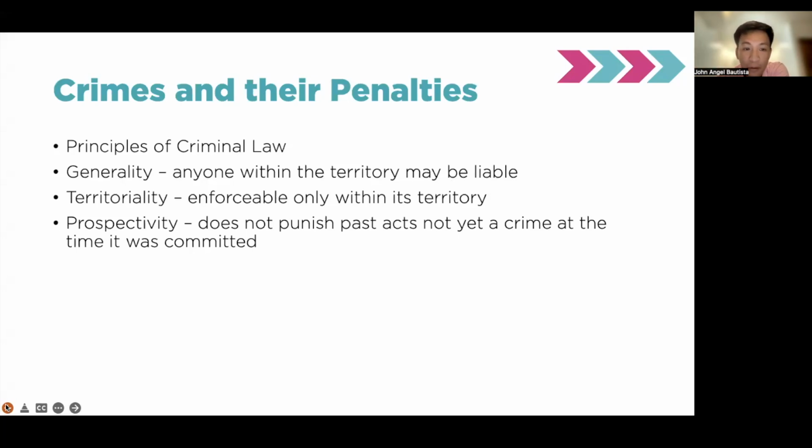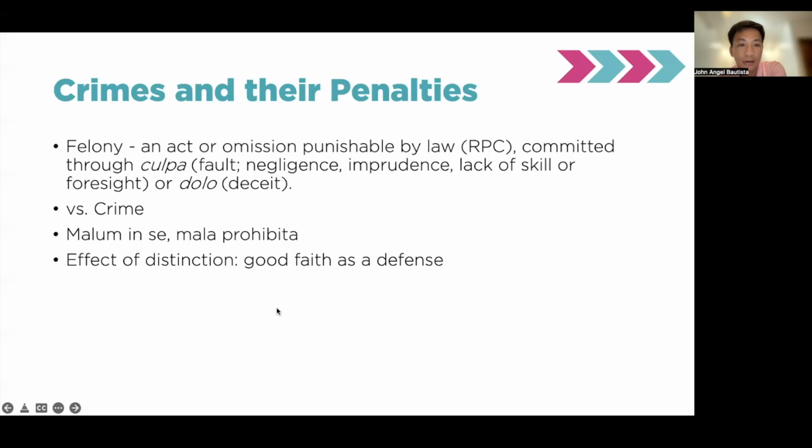Except if the law is favorable sa accused, favorable sa tao, no? For example, merong batas na nagmi-minimize ng penalty ng isang certain crime. Pwedeng i-retroactive, pwedeng pabaliktad. Ibig sabihin, pwedeng ma-apply sa kanya yung bagong batas because it is favorable sa kanya. Okay? So, felony. When we talk of felony, malaking fuss yung distinction ng felony at crime sa ating Revised Penal Code.